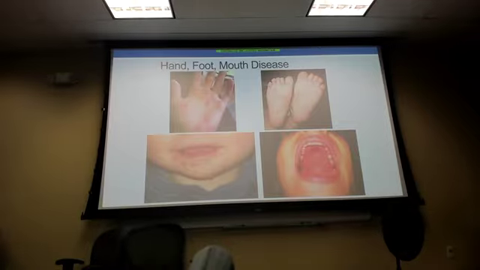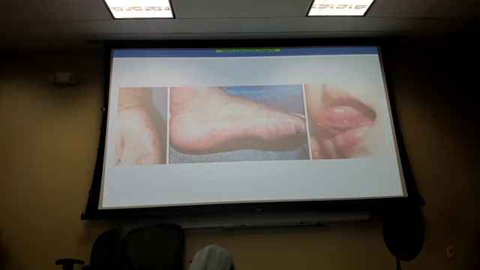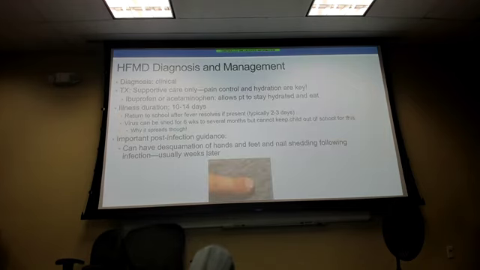Hands, feet, mouth. The mouth can be anywhere, so the mouth can be on the outside. You can have an exanthem, you can have an enanthem on that mucosal surface. It can be on the tongue, can really be anywhere inside the mouth, really anywhere around the feet, the hands. So, pain control, hydration again.